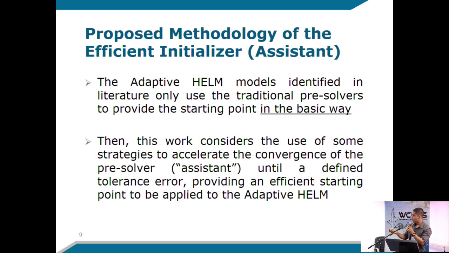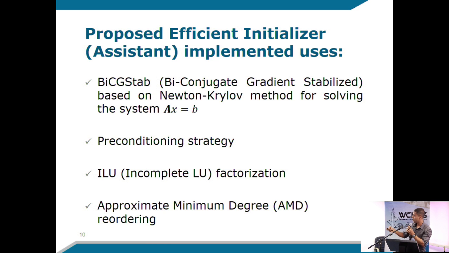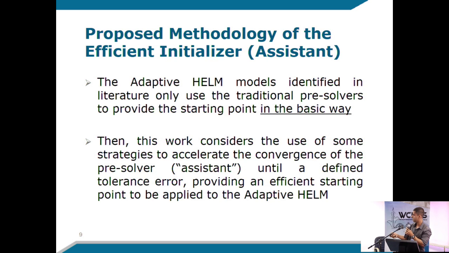Our proposed methodology. We identified in the literature that the existing adaptive HELM models use only the basic iterative methods, such as Gauss-Seidel, Newton-Raphson, and fast decoupled load flow, in a basic way. So this work considers the use of some strategies to accelerate the convergence of the pre-solver. We call it our pre-solver as an assistant. The pre-solver gets a preliminary solution until a defined tolerance error, for example 10⁻⁶. And after this, the main solver, with an adaptive HELM method, gets the final solution until the desirable tolerance.